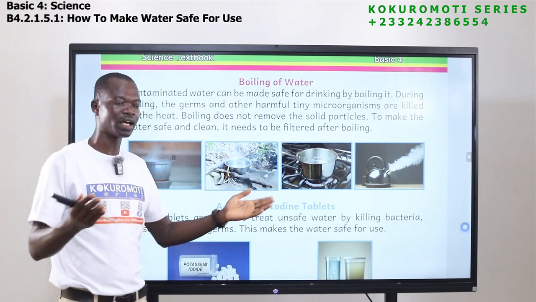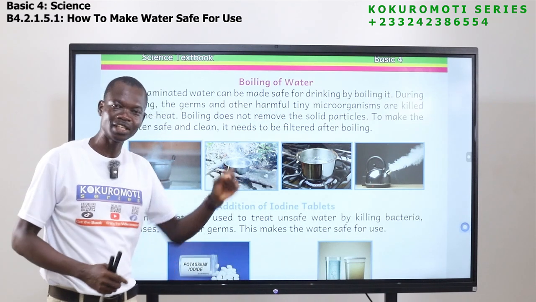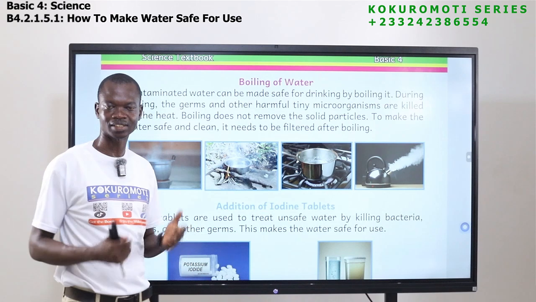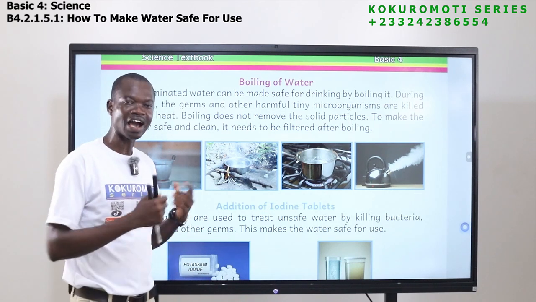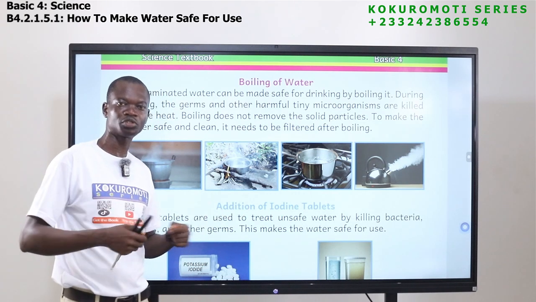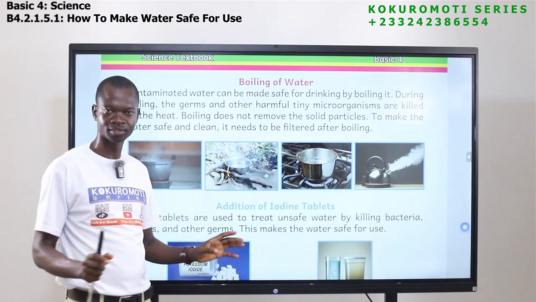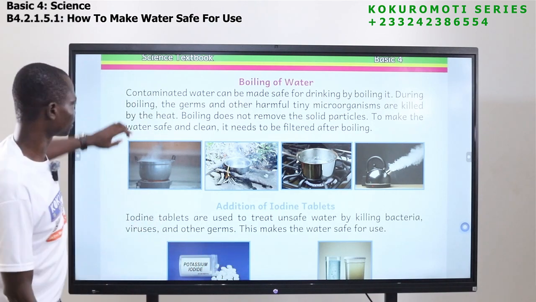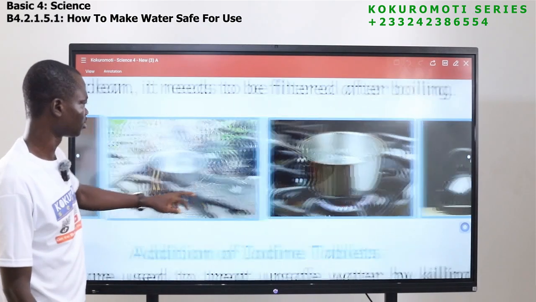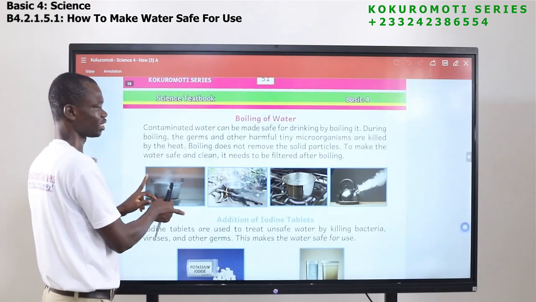If you don't boil it and you only filter it, fine, the water will be free from solid particles, but the germs in it, if you drink, will cause different sicknesses and diseases. So what you should know is that after you have filtered the water, make sure you boil the water. The reason is to kill germs. So this is one thing that you do. You put it on fire and you boil it. Have you seen it? So we boil to kill germs.